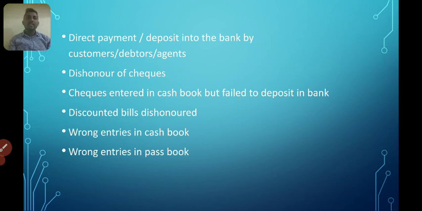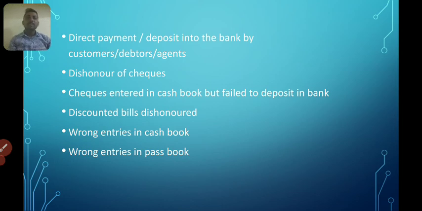Whenever we write the check in the cash book as a deposit, it should be sent to the bank for collection, but we have not sent it. We have failed to deposit the check into the bank. The cash book is showing more amount compared to the passbook, since the check was only entered in the cash book but not sent to the bank for collection. Due to this reason also, cash book and passbook show different balances. So to reconcile the cash book and passbook, we have to prepare the bank reconciliation statement.